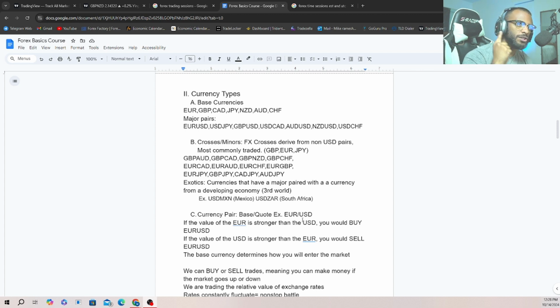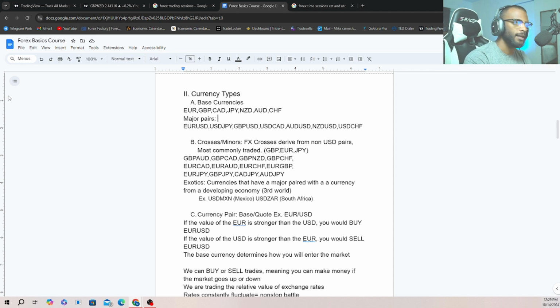The first thing you need to know is that we have something called a base currency. So the base currencies would be, as you can see, the euro, Great Britain pound, Canadian dollar, Japanese yen, New Zealand dollar, Australian dollar, and lastly, Swiss franc. So we use abbreviations in Forex to essentially just shorten. Instead of writing euro, Great Britain pound, Canadian dollar, we literally just use 3-letter abbreviations to make things simpler.